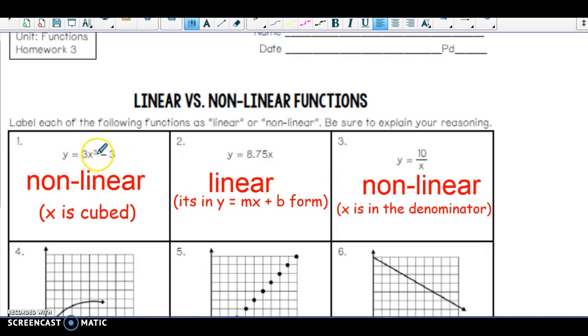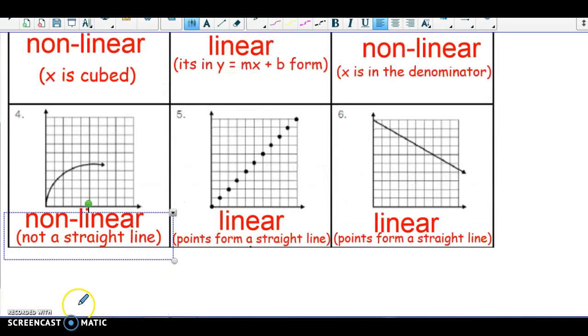You have the first one, which is nonlinear because you're taking x to the third power. Anytime you have x to some exponent, it creates a curve in the graph, so it is going to be non-linear. Number 2 is linear. You're in the format y = mx + b. There's no fancy exponent here, and it is in the format that we're looking for. So number 2 is linear.